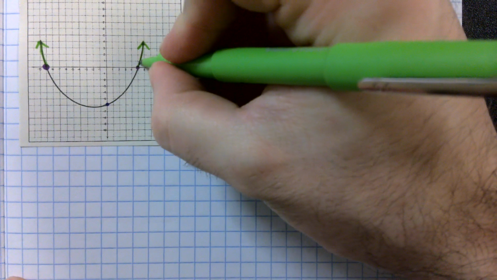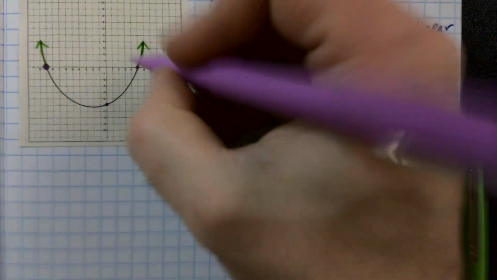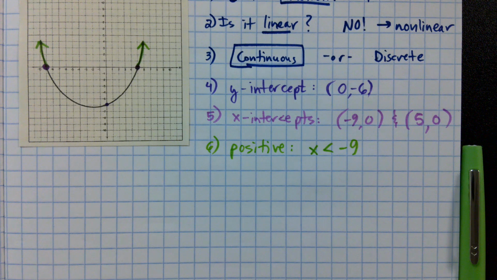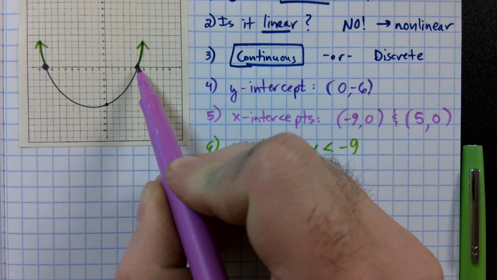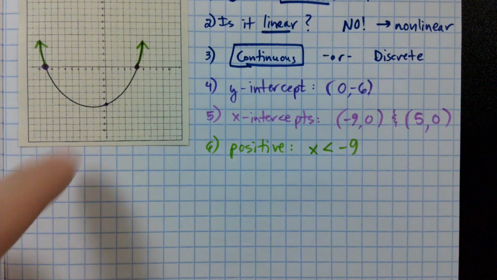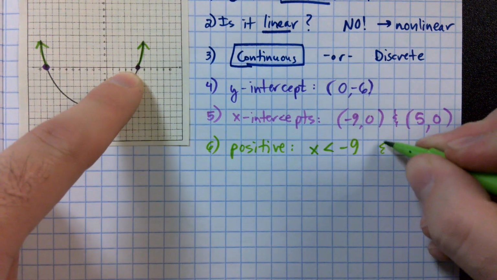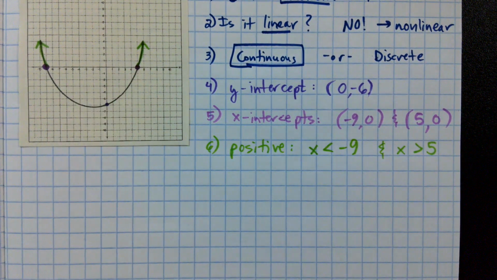And my other endpoint here is also above the x-axis. At what point does that function cross the x-axis? At what number? At 5. So x has to be greater than 5 in order for the function to be positive. So if my function wants to be positive, I have to have an x value greater than 5.